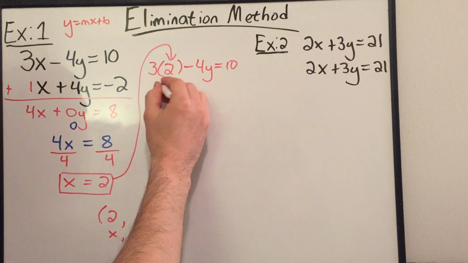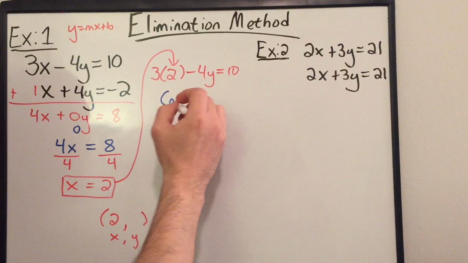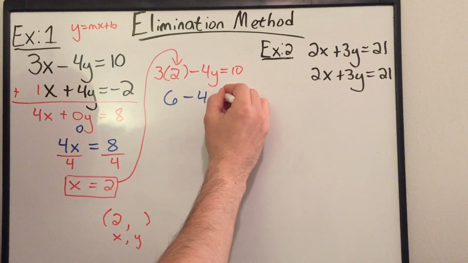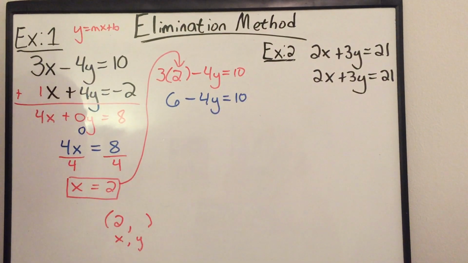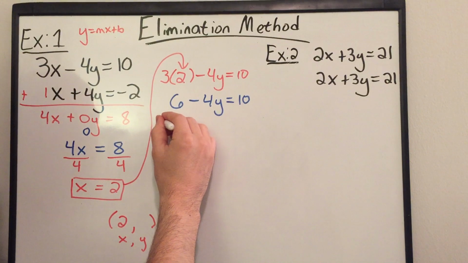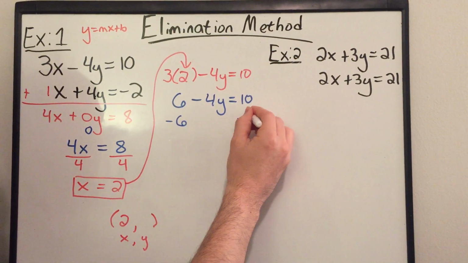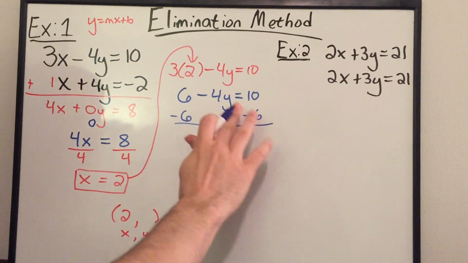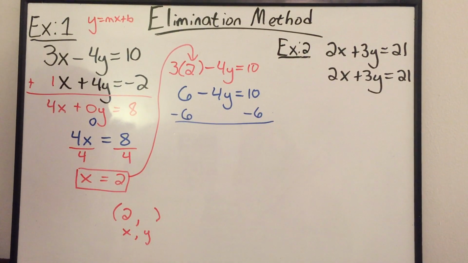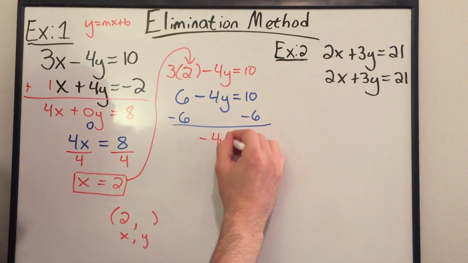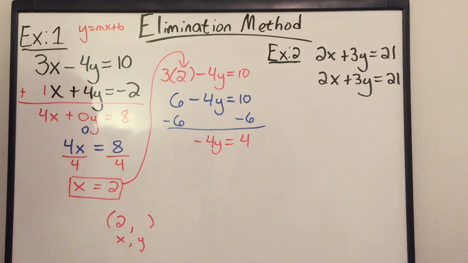So 3 times 2 gives me 6, minus 4y equals 10, and now I'm going to solve for y. So I'm going to subtract 6 from both sides right there. Notice I did the inverse operation to get y alone. That gives me negative 4y equals negative 4 right there.